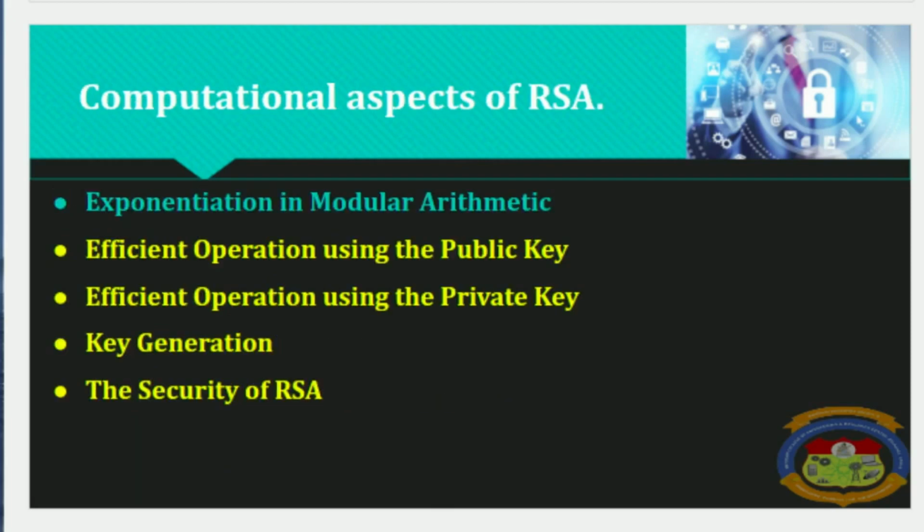There are 5 main issues that arise in the complexity of the computation, which we will discuss one by one. At first, we will learn the process of encryption and decryption, such as exponentiation in modular arithmetic. Here, we will discuss both the encryption and decryption methods in RSA.